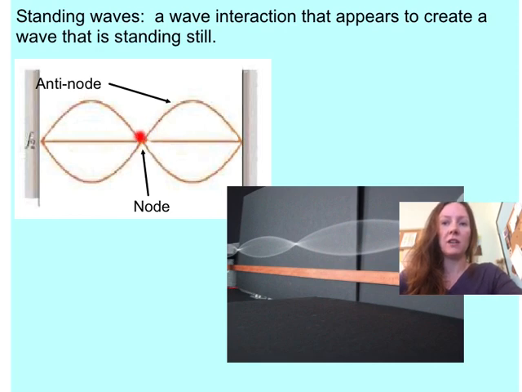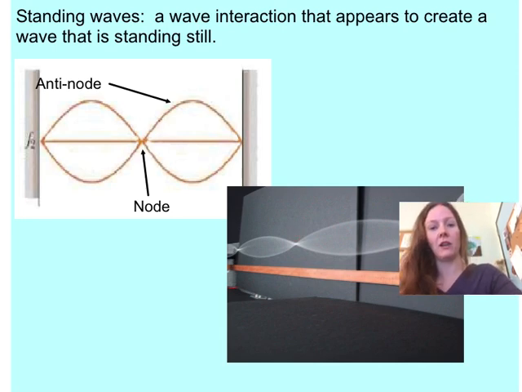You can see here that if this line represents resting, the wave here is at 0 amplitude and here is at the maximum amplitude. This is an actual photograph of a string being set up as a standing wave. You can see again the antinodes and the nodes as the waves interact with each other.